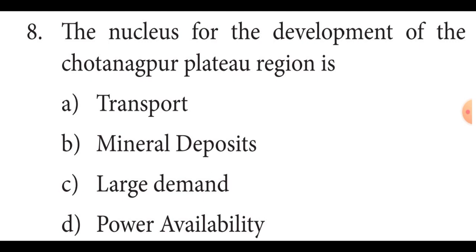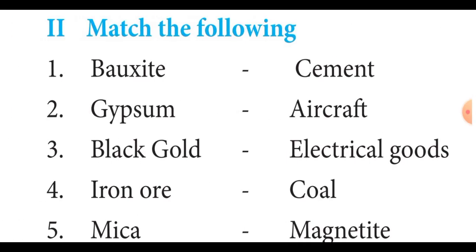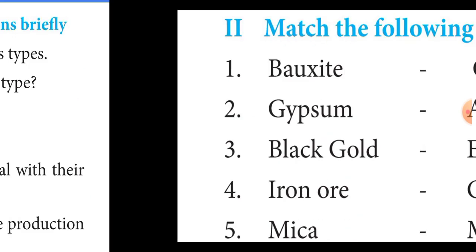Then match the following. First one, bauxite answer is aircraft. Gypsum answer is cement. Black gold answer is coal. Iron ore answer is magnetite. Mica answer is electrical goods. Then answer the following questions briefly.